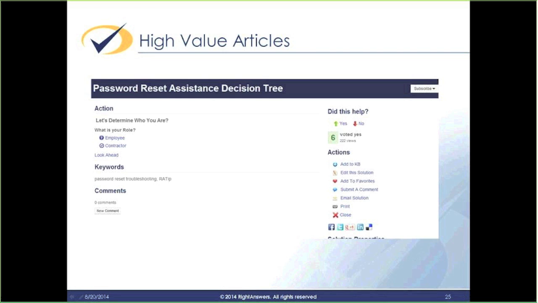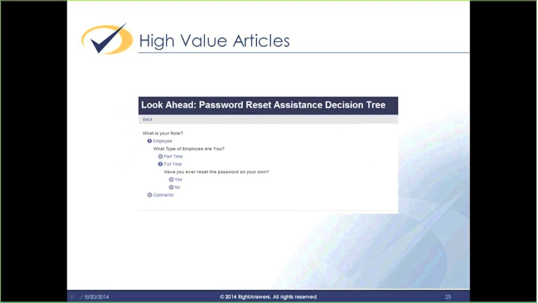And so with those, they recommend a tree-like structure to help you take that common symptom and get down to a specific result. And what RightAnswers has to support this is what we call decision trees. And you can kind of see this here. Password reset assistance. Let's determine your role. I need help with my password. Very first thing, well, what's your role? And now we start collecting little bits of information by asking these questions and leading someone down a path to get to their final solution, which is most specific for them, right?